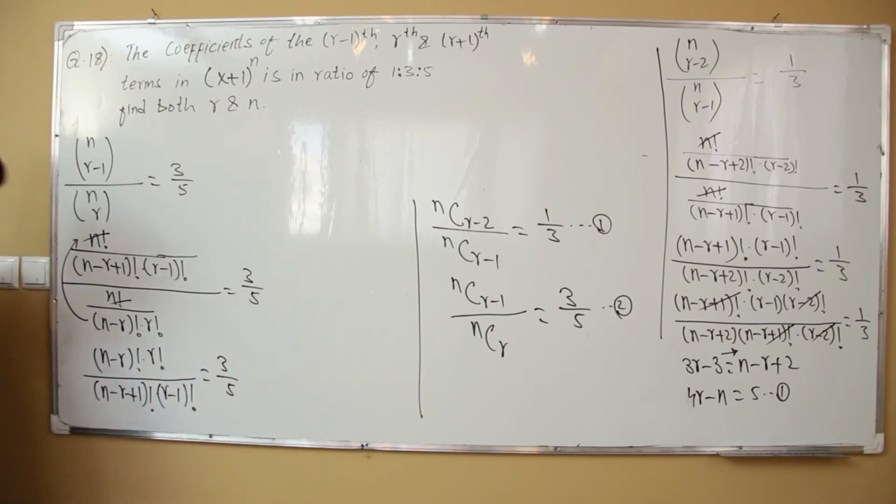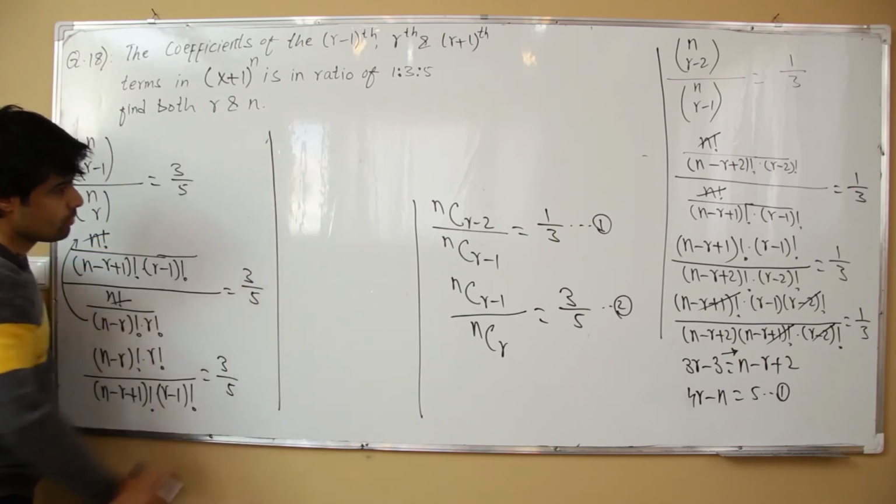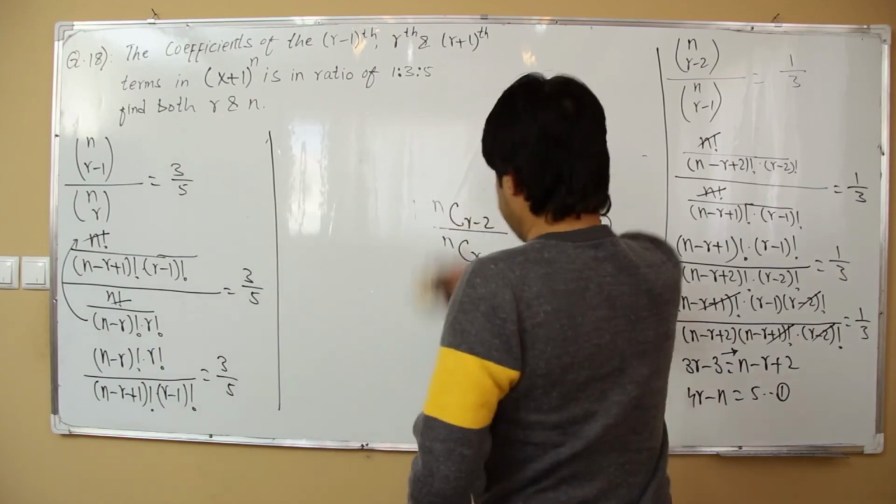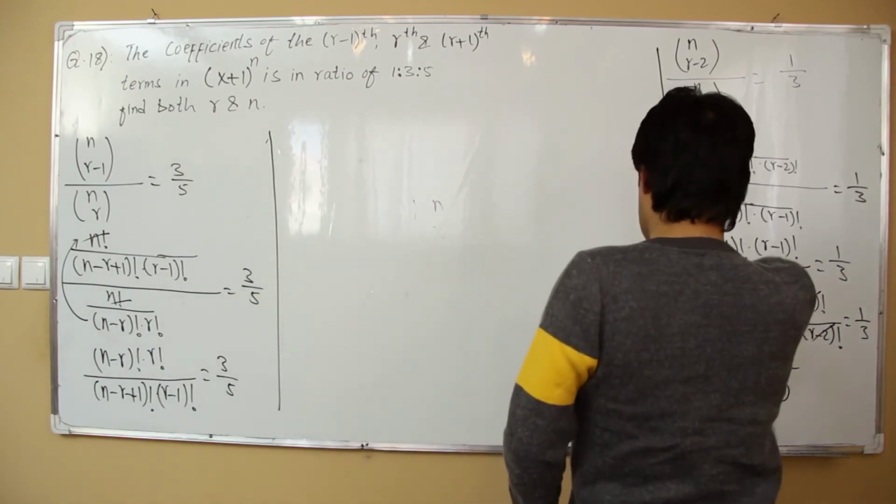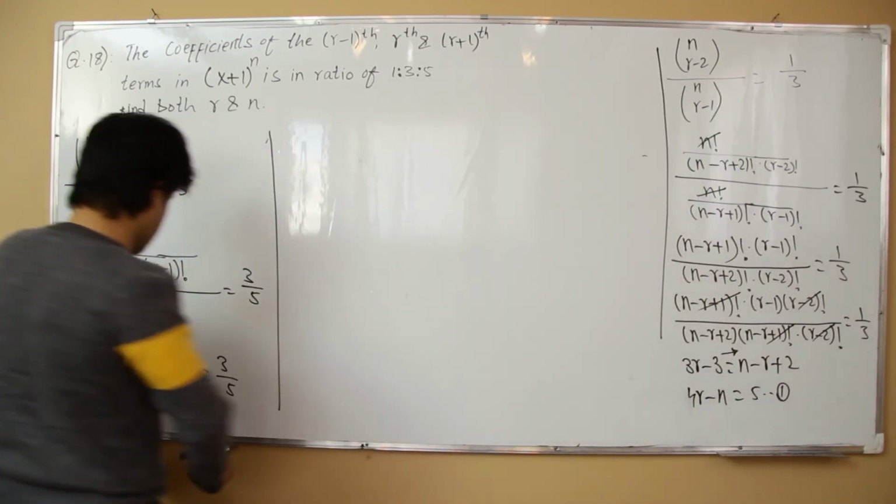Now how can you simplify this one? I have to expand this one up to n minus r and expand this one to r minus 1. So you will have what?